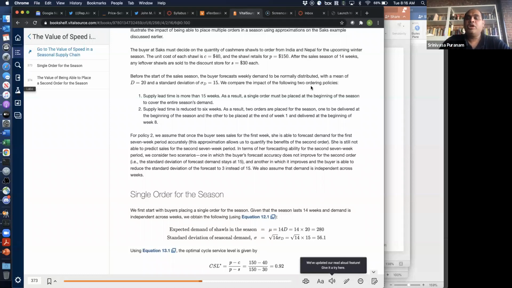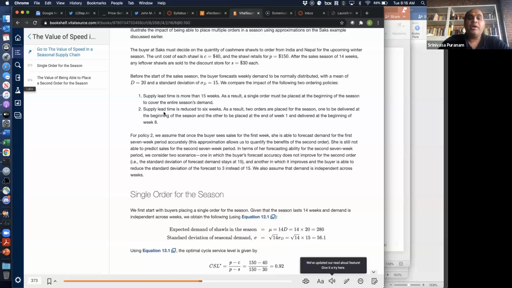We're going to compare two ordering policies. The first ordering policy is you place a single order for the whole season, right? We assume that supply lead time is more than 14 weeks. As a result, a single order must be placed at the beginning of the season. So how much does it cost? What is our expected profit going to be if we place a single order?